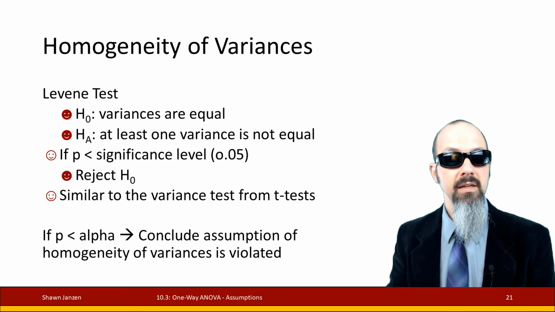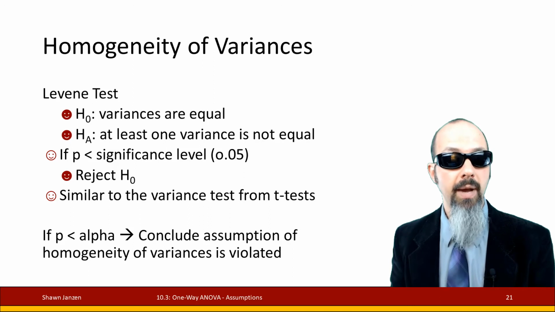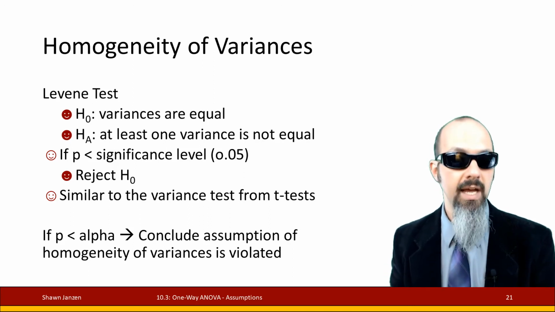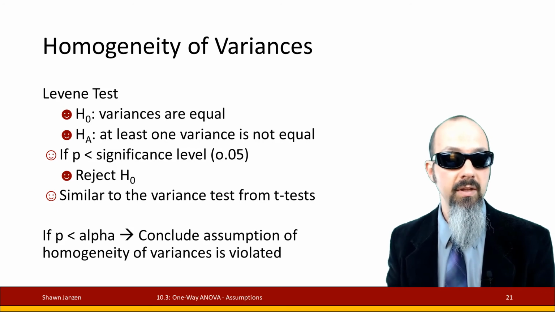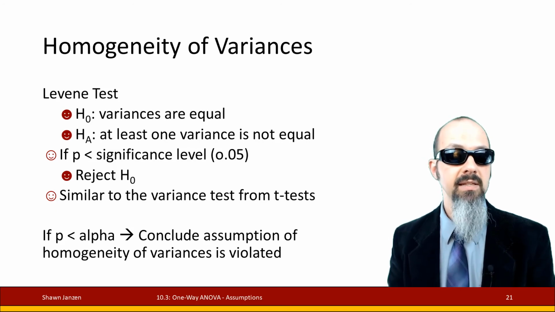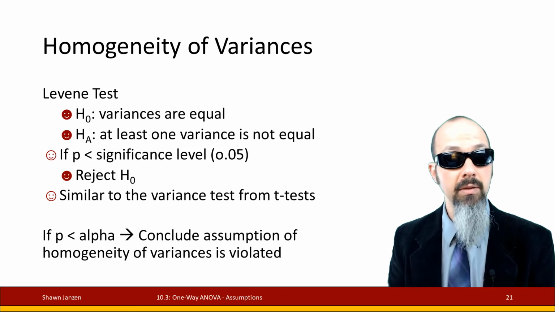The Levene's test, like the variance test that comes before it, has its own null and alternative hypothesis. The null says that the variances are equal. The alternative says that at least one variance is not equal. So it follows very much in the flavor of the ANOVA's hypothesis, but in this case it's talking specifically about variance, not about the means.